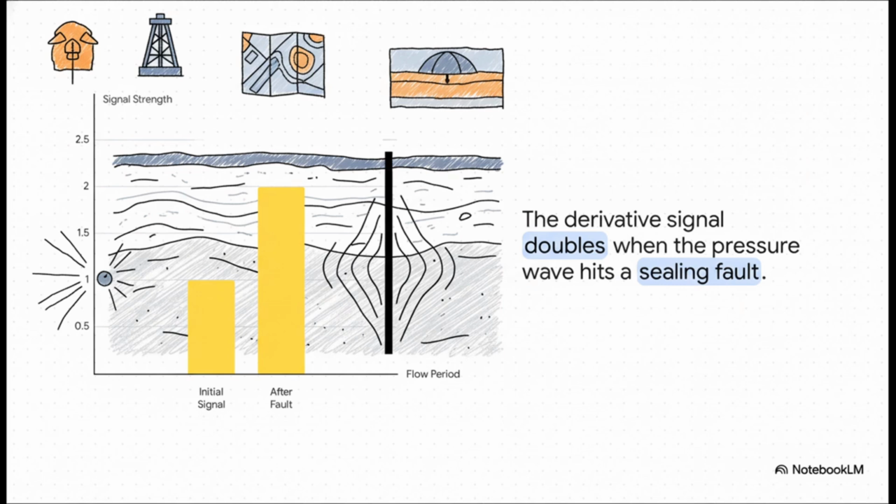And this shows the signature of a sealing fault perfectly. Engineers use a tool called the pressure derivative. You can think of it as a way of cranking up the volume on these echoes to make them easier to see. Before the wave hits that fault, the signal has a certain strength. We'll just call it 1x. But once the echo from that image producing well arrives, the signal strength exactly doubles to 2x. So when you see the signal double like that, you know you hit a solid wall.